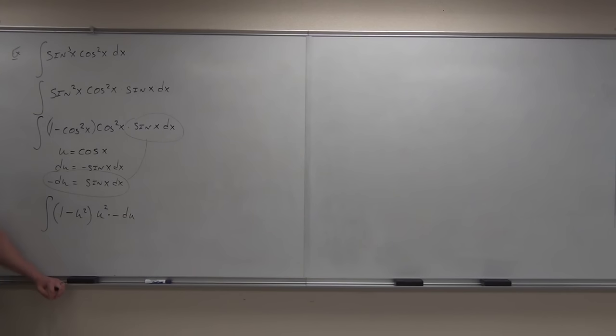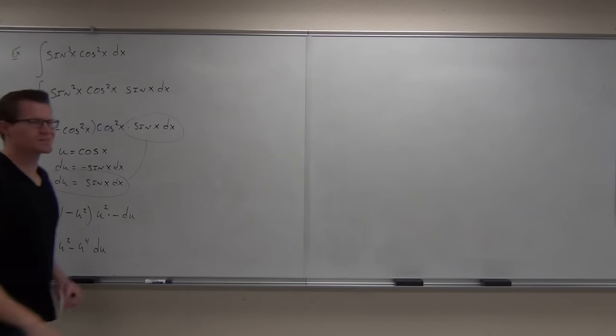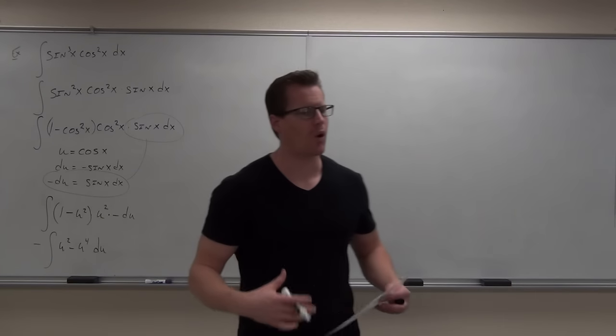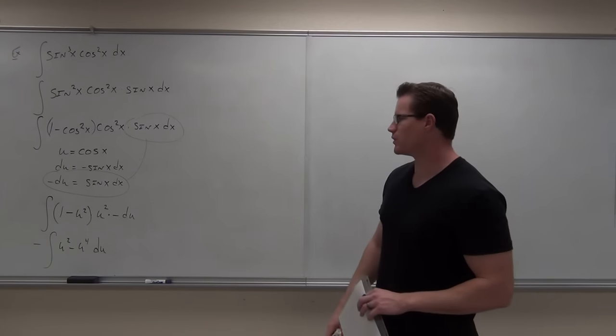So times negative du. What are we going to do with this thing right now? What do you think? Hold the negative out. Okay, so negative integral. What else are we going to do? Distribute. That will be u squared minus u to the fourth. Don't forget the du. Don't get sloppy with this integration. You got to show all this stuff. None of it is trivial.